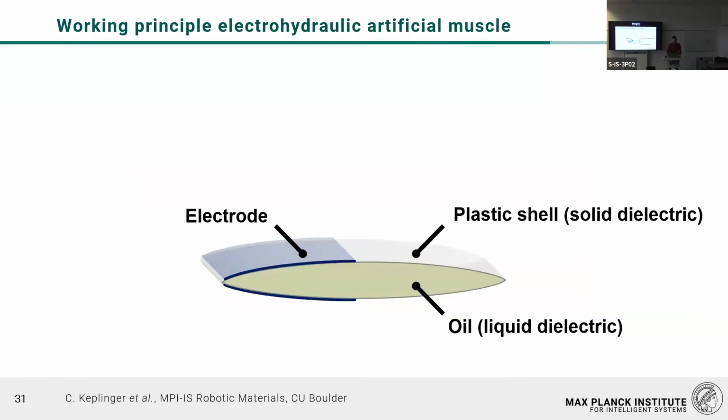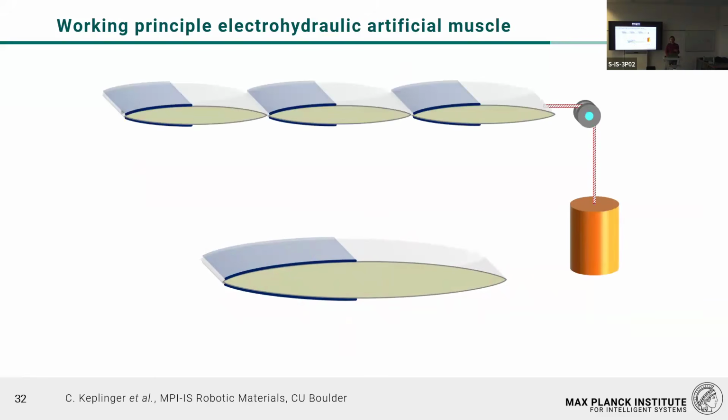So imagine the following structure. We have a plastic bag that's filled with an oil. So a plastic shell, and in the middle is a liquid. And then we have two metal films on each side that are electrodes. This structure forms a pouch that we can then use in series or in parallel and connect to a load.